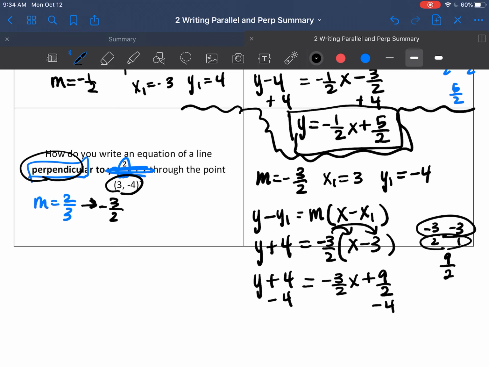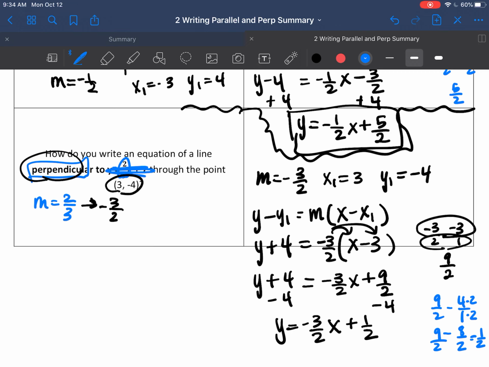And then if you subtract 4, if you had 4.5, that would leave you with a 1/2 here. Or off to the side, 9/2 minus 4. Got to multiply top and bottom. So it gives you that 1/2. That's how you get that 1/2.